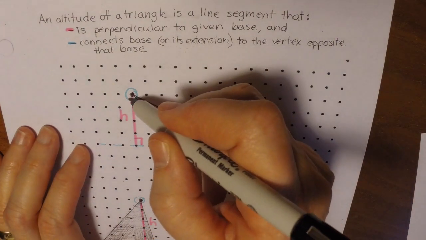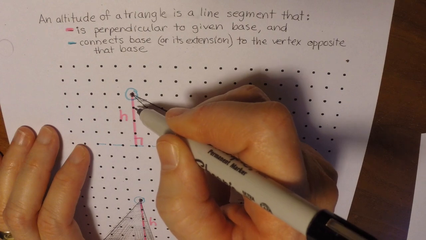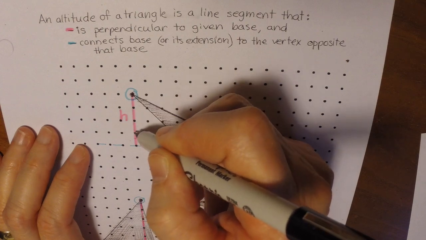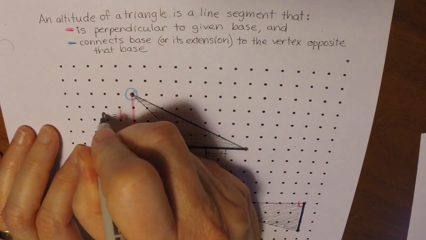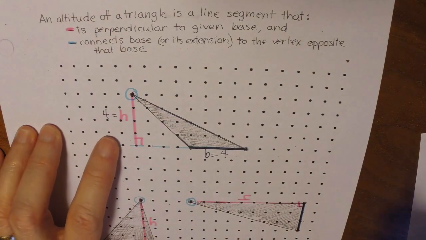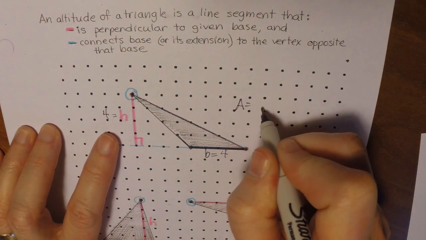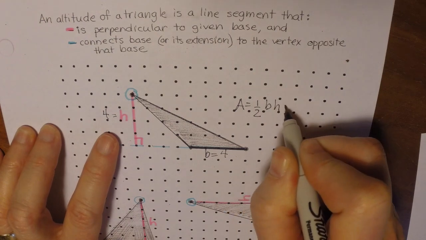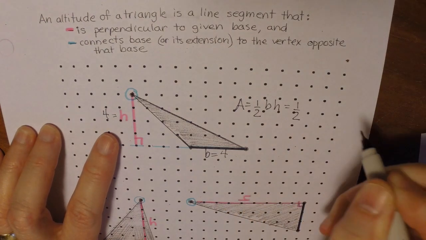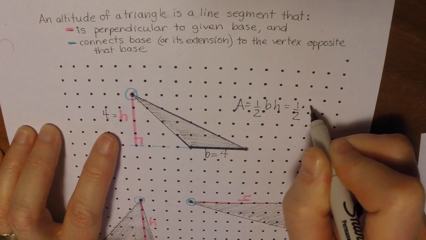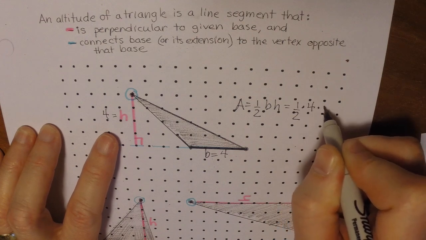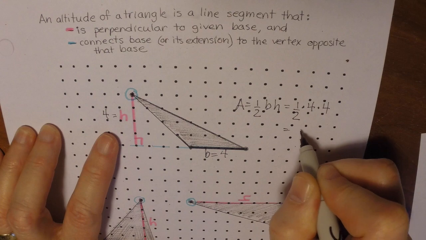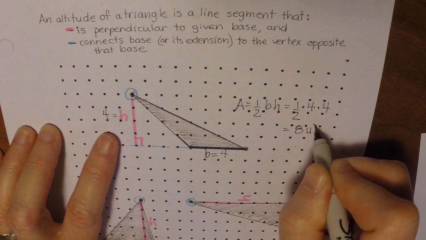So then we can measure this altitude, or H, to get 1, 2, 3, 4. So our H is 4. And so then our area of this triangle would be 1/2 base times height. So in this case it's 1/2 times our base is 4 and our height is 4. So 1/2 of 16 is 8 square units.